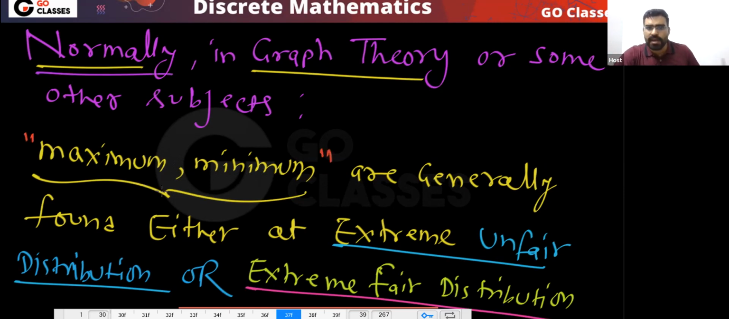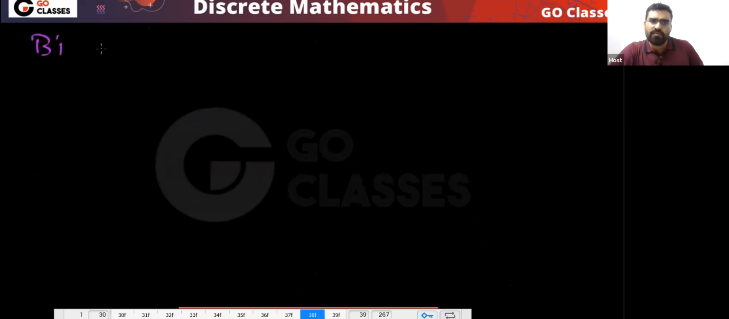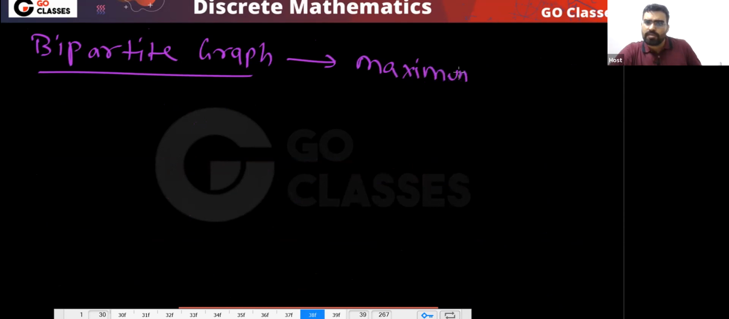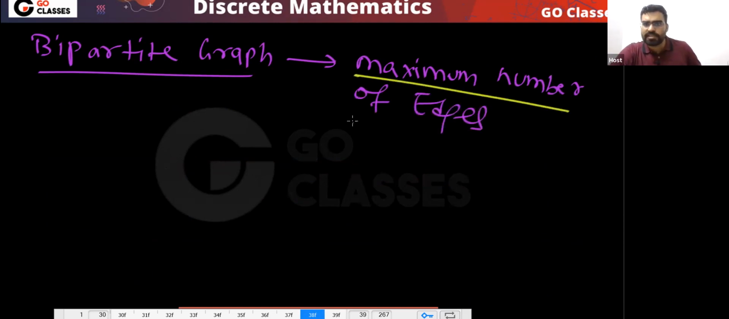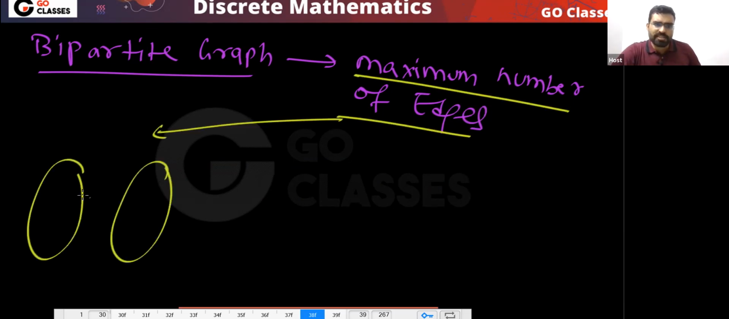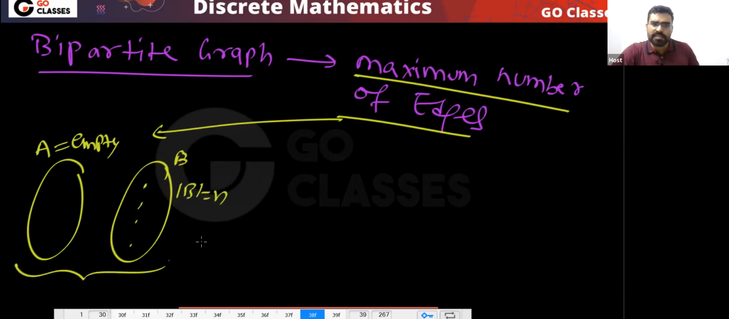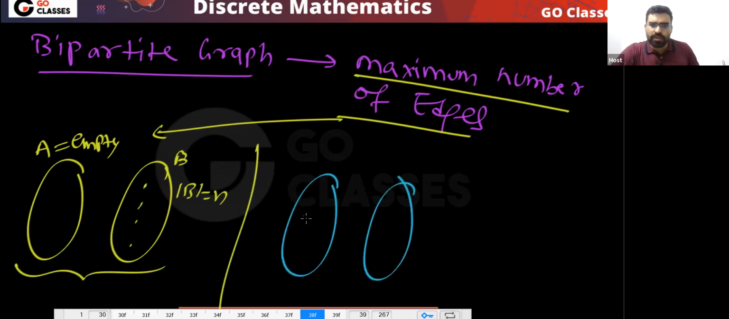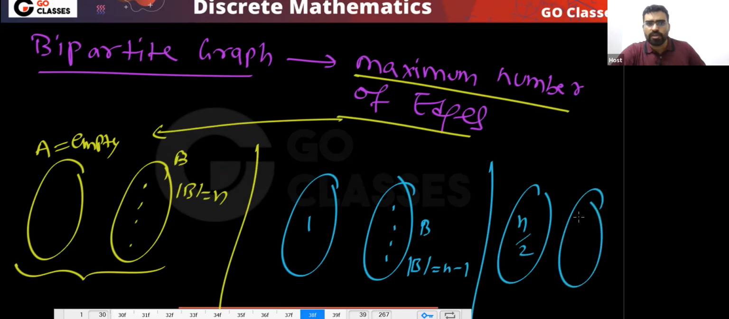Either you do extreme unfair distribution or you do extreme fair distribution. So for example, for a bipartite graph, to find the maximum number of edges, you can check these possibilities. Either you can check extreme unfair, where all n vertices are on one side and the other side is empty. You can also check n minus 1 vertices on one side, or you can check n by 2 and n by 2. So these things you have to check.